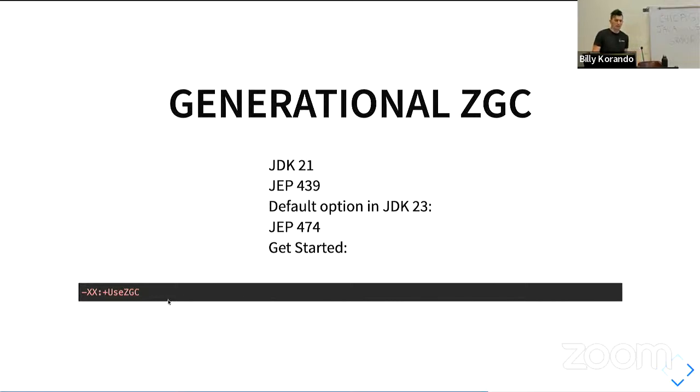I actually need to update the slide. But if you're on 21 and want to use the generational garbage collector, you would need to include the additional argument of plus Z generational. Otherwise, you'd be using the single generation garbage collector. But starting in 23, if you just use ZGC, then that would default to using the generational garbage collector. And then the goal is to eventually deprecate and then remove the single generational ZGC in a future release.